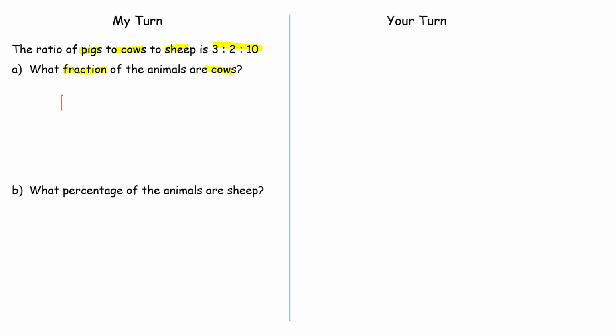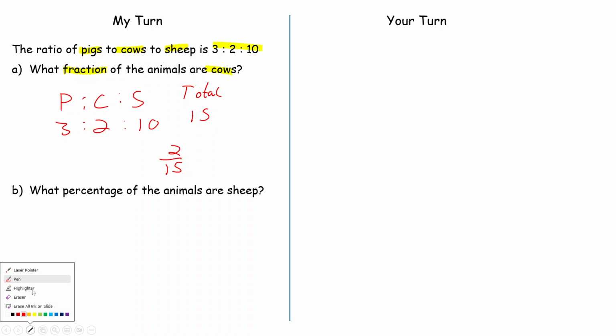So you've got pigs to cows to sheep in a ratio 3 to 2 to 10, and of course add in a total column. 3 plus 2 is 5 and 10 is going to give you 15. So what fraction of the animals are cows? Well, you've got 2 cows out of 15 in total, so you can say you've got 2 out of a total of 15, and that is simply going to be your answer for this one here.